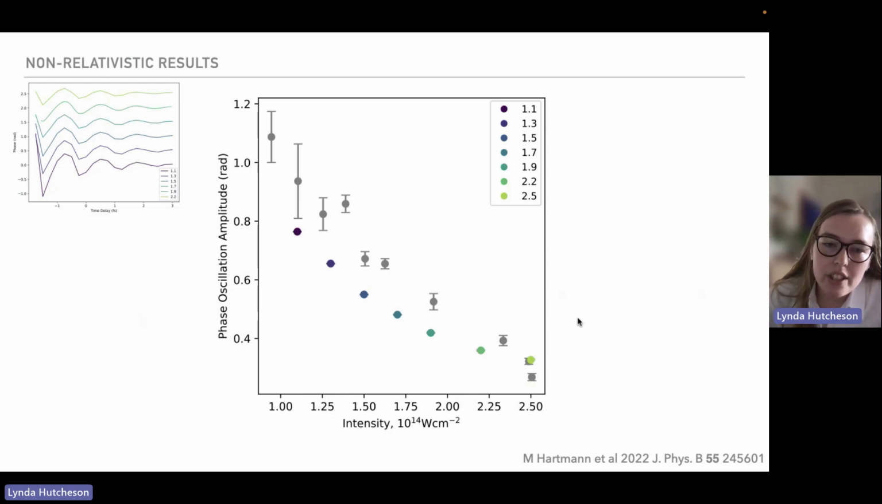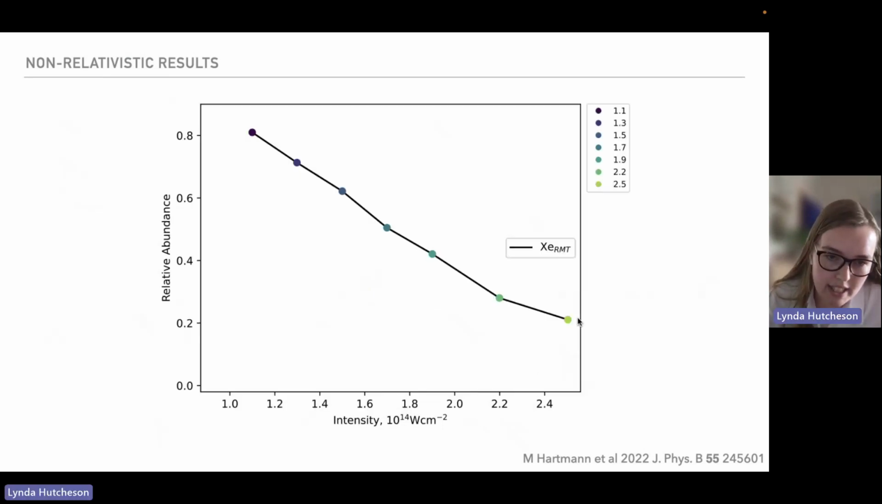RMT gives us access to the population left in the ground state at the end of the calculation. So this is the population of neutral xenon left at the end of the calculation as a function of intensity. And this is kind of what we expect to see. So as we increase the IR intensity, we're driving more strong field ionization, and so we'll have less neutral xenon left at the end of the calculation. And you can see at the highest intensities, we're driving about 80% ionization, so we're in a highly non-perturbative regime here.